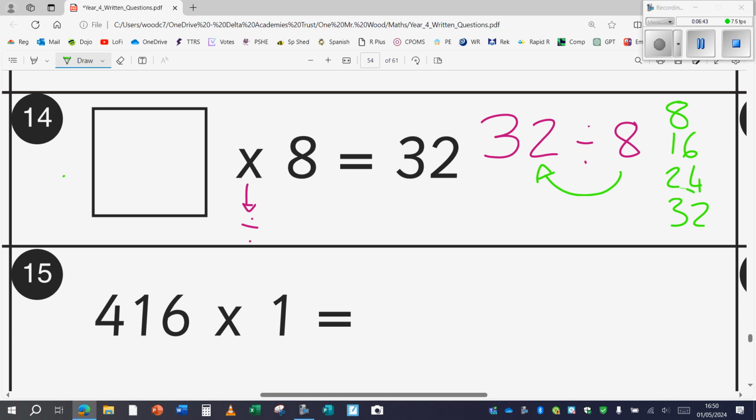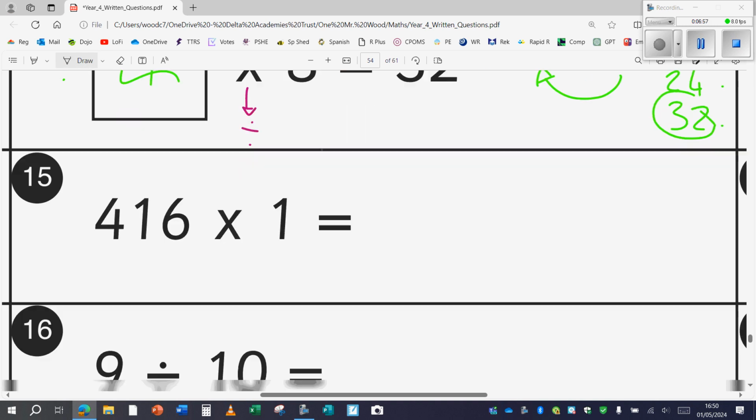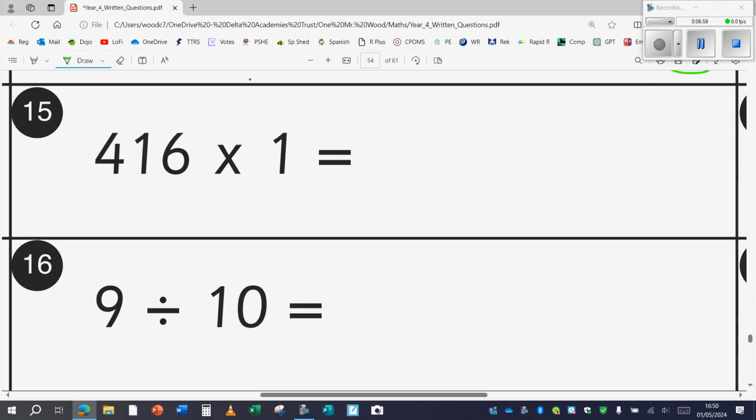How many times have I counted to 32? 1, 2, 3, 4. Once we've got our answer in, we check it. 4 times 8 is 32. Does that sound right? 8 times 4 is 32 because we can do it either way around. Does that sound right? Number 15, I've got 416 times 1, or one lot of 416, so that would just be 416.